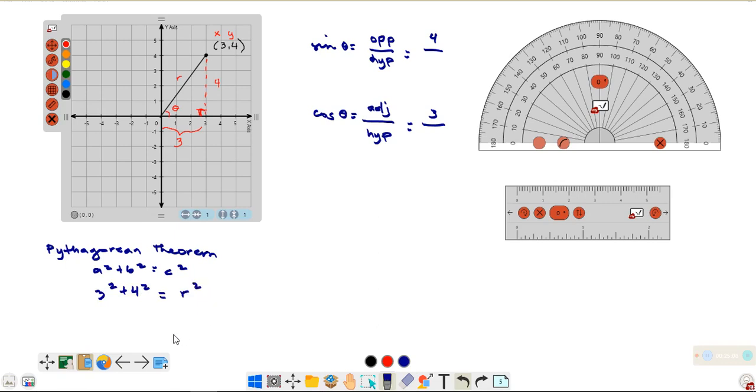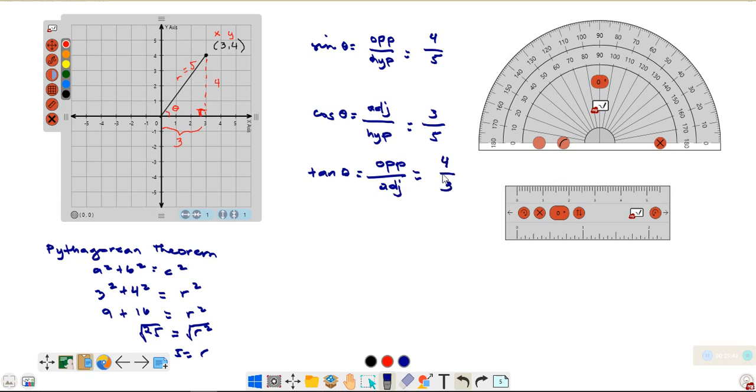Di natin alam kung ano yung radius r niya. Next, we have 9 plus 16 is equal to r squared. You will end up with 25 is equal to r squared. To get the value of r, get the square root of both sides. 5 is equal to r. So, the hypotenuse here is 5. So, meron tayo ditong 5, 5. And of course, for the tangent theta, we have opposite over the adjacent, which is 4 over 3.